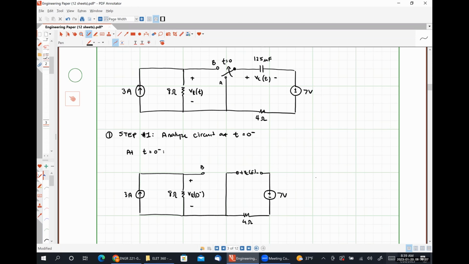So how are we going to solve for VR at 0 minus and VC at 0 minus? And just throwing this out there, you're more than welcome to speak over Zoom instead of trying to type out some result.